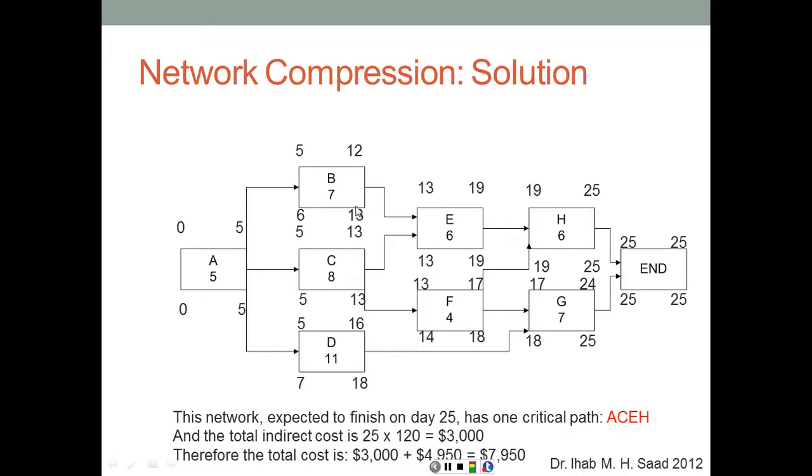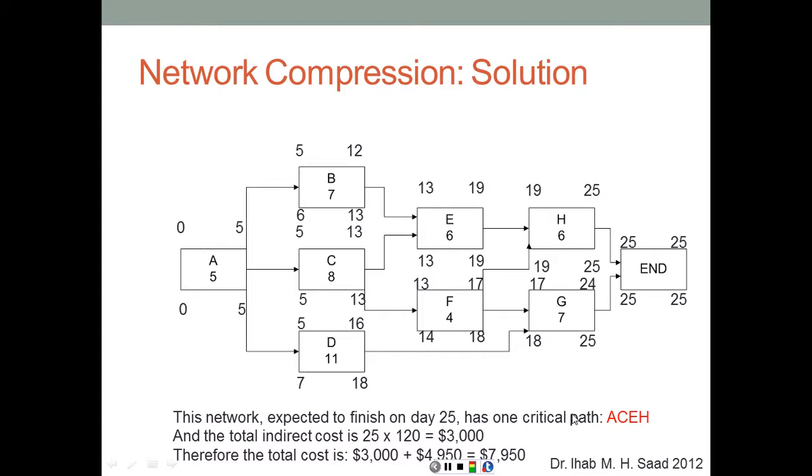The other activities we notice here, for example, on activity B, we have only 1 day of total float, so very close to being critical. Activity F, also 1 day. G, 1 day. And activity D, 2 days of total float. So this is a very tight network, which means after compression by 1 day, depending on the activity that we're going to compress, we might create some new critical paths, so we should expect more critical paths to appear as we compress this network. The total indirect cost in this case is going to be 25 days times $120, which is $3,000. So the total cost before compression is going to be $79.50.